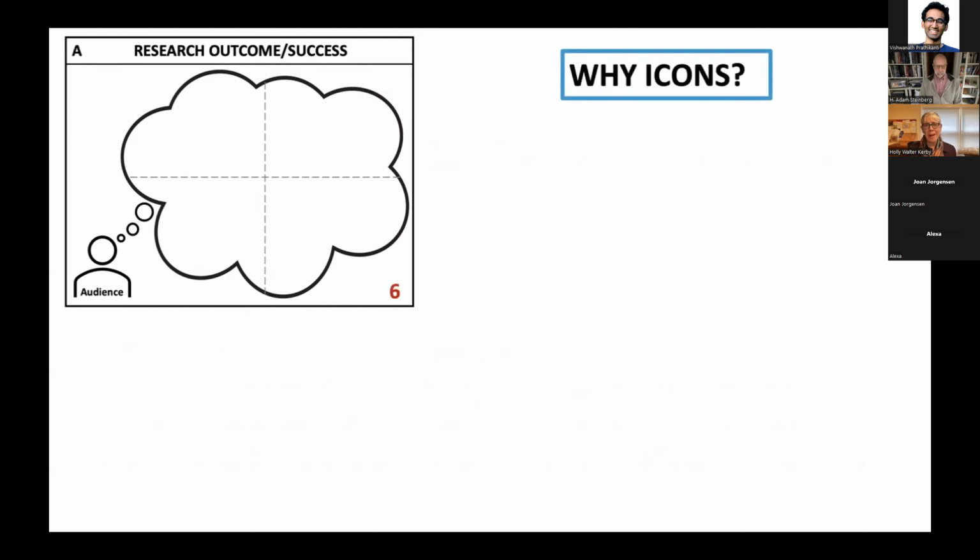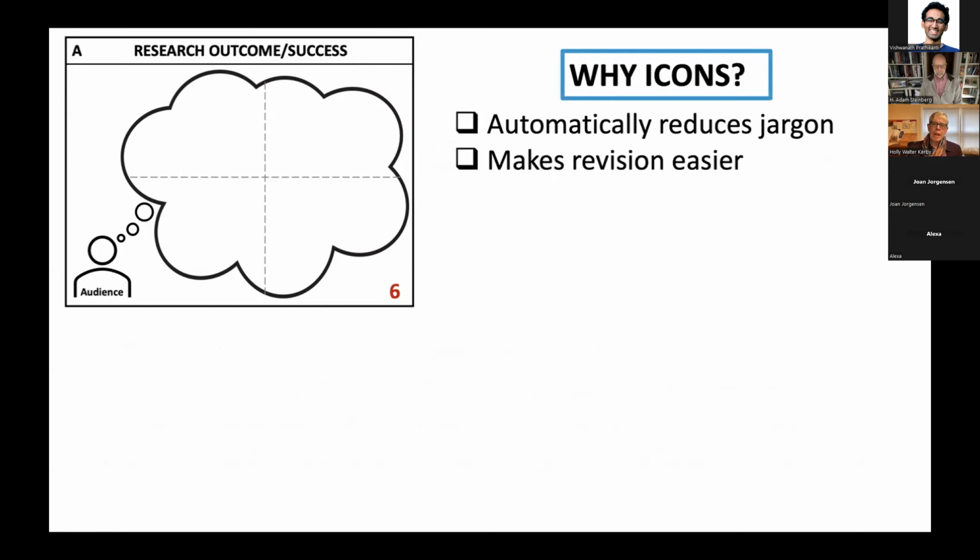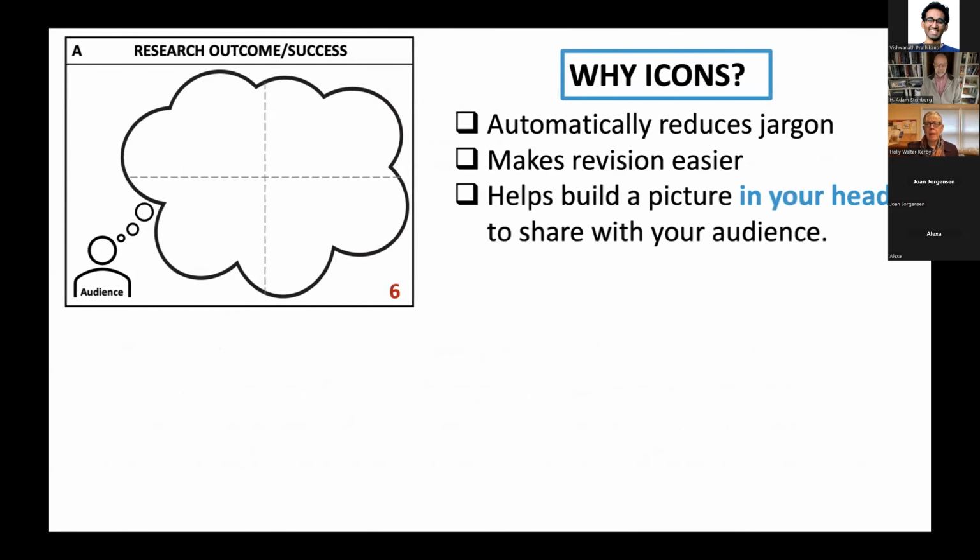Now, why icons? Well, after doing this for years and years, we found that using icons automatically reduces jargon in a talk. And jargon is probably the main enemy of communication. Using icons makes revision and simplification, things that are difficult to do, much easier. And if you want somebody to understand something, you want them to have a certain picture in their heads. Icons help you build that picture in your head to share with the audience.